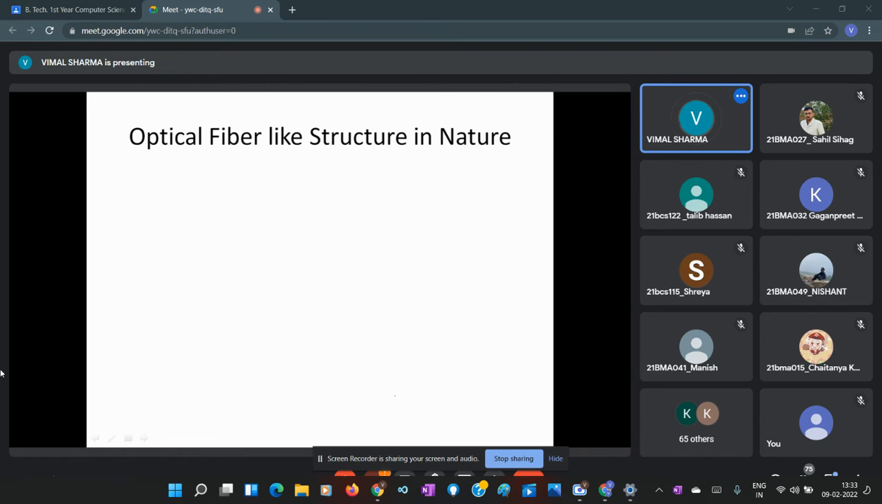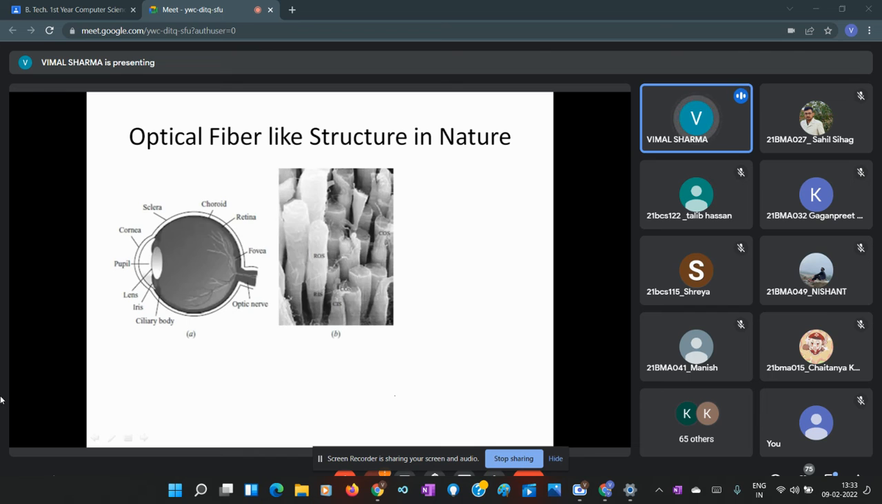So now, a very important thing. Like optical fiber, what is there in nature? It is your eye. The retina of our eye consists of a number of rods and cones. You can see here this part, you can see rods and cones here, and this is the retina of your eye.